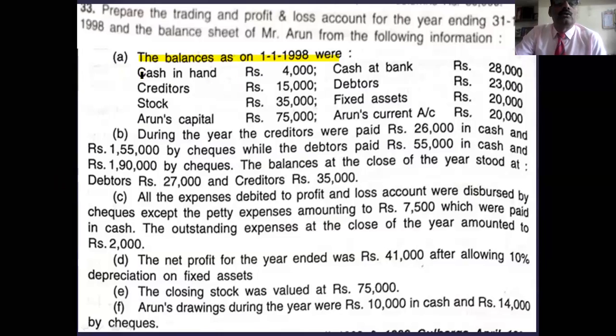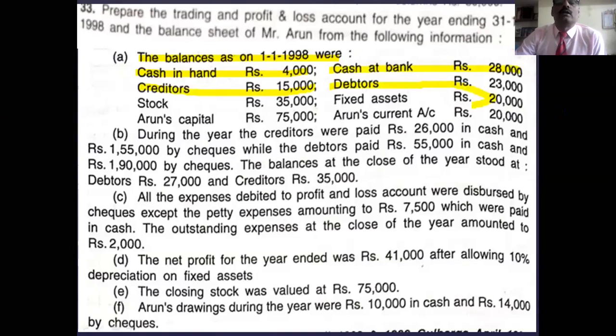Okay, so first is cash in hand. You take in the opening statement of affairs and take in the cash book as opening balance. Then cash at bank, you take in the bank account opening balance and also in the opening statement of affairs, asset side. Creditors, statement of affairs liability side, then creditors account opening balance.